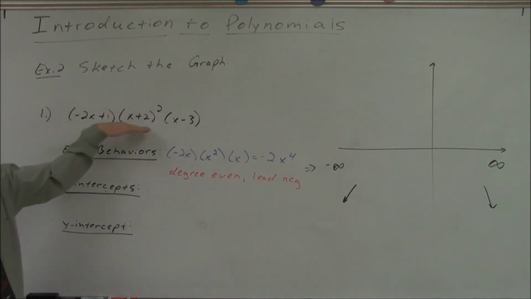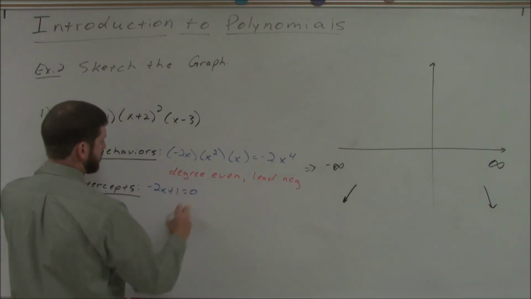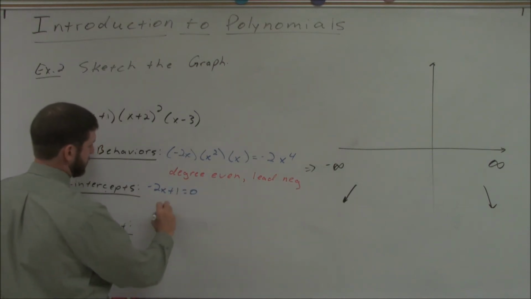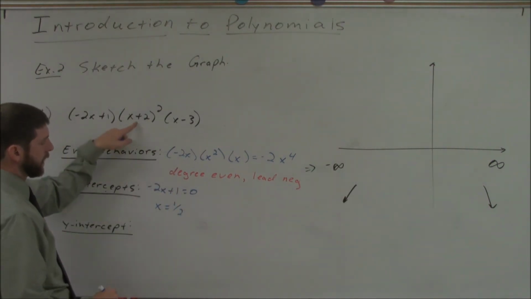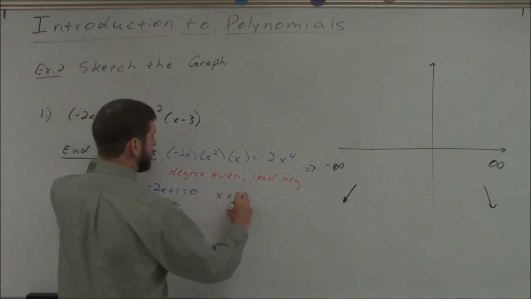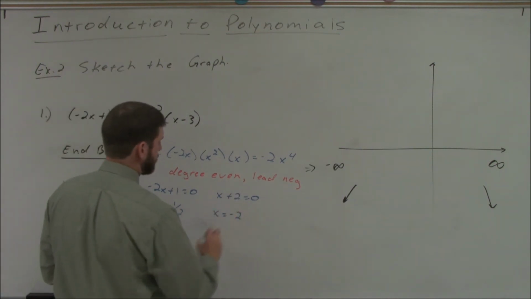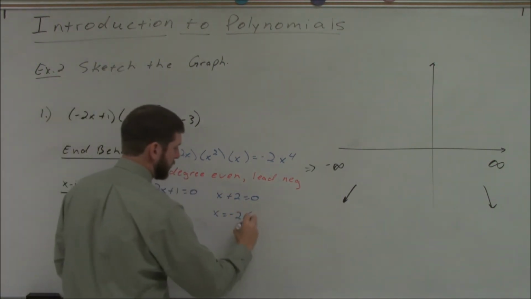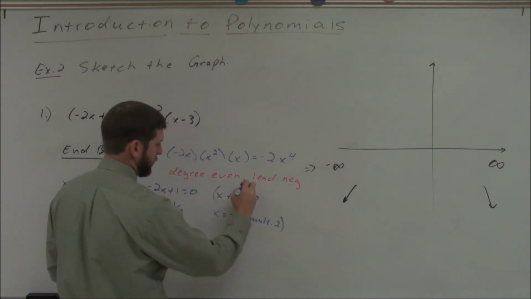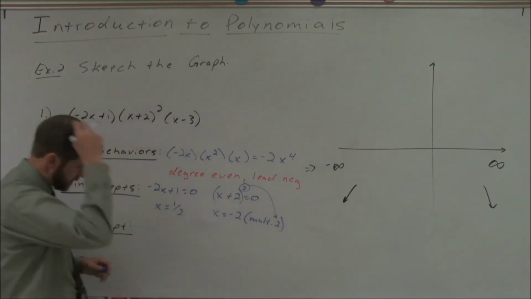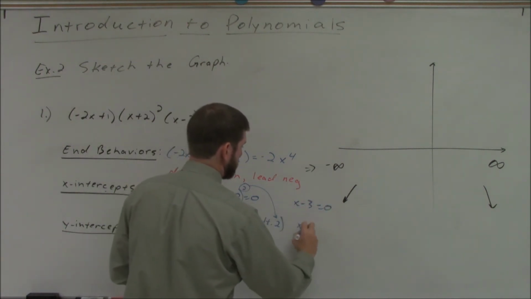X-intercepts come from taking each factor, setting them equal to 0 and solving. If I take my negative 2x plus 1 equals 0, subtract 1, divide by 2, x is equal to a half. I shouldn't have to show you all the mechanics of that. Then x plus 2, quantity squared. Set x plus 2 equal to 0 and solve: x is equal to negative 2. That quantity squared tells us it's a multiplicity of 2. And then x minus 3 equals 0, x equals 3.